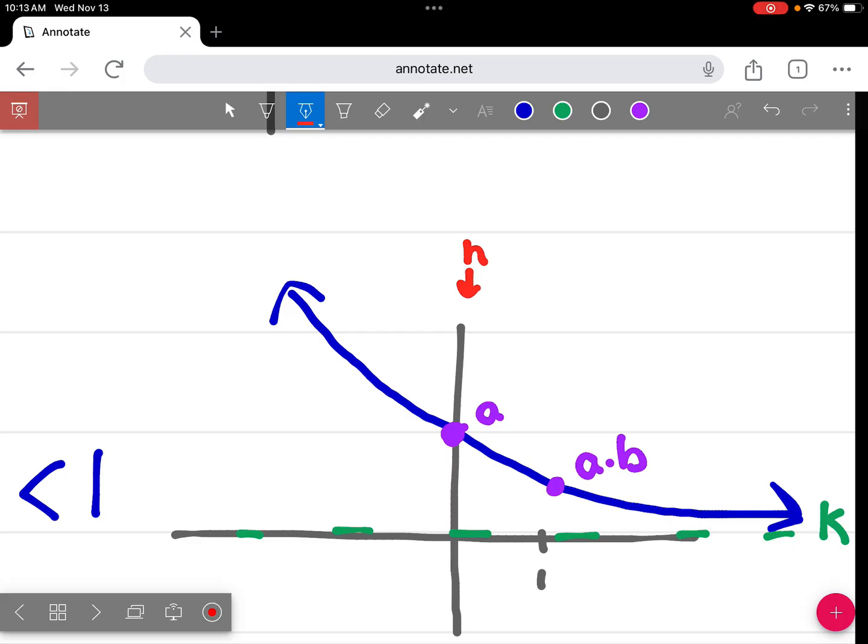Alright, so what we're going to do with this first set of questions is we're just going to say, is it growth or is it decay?